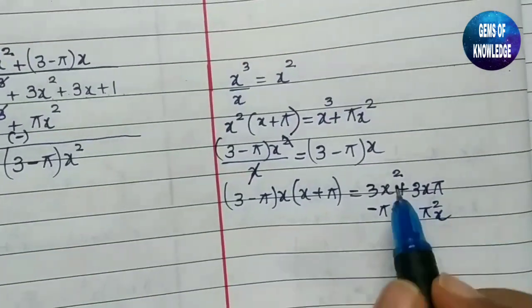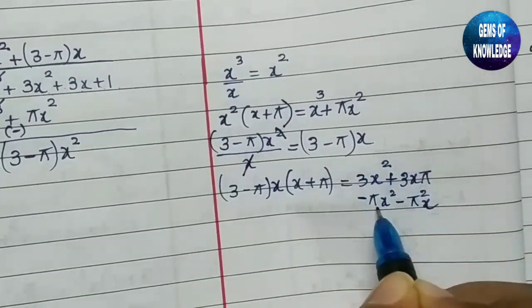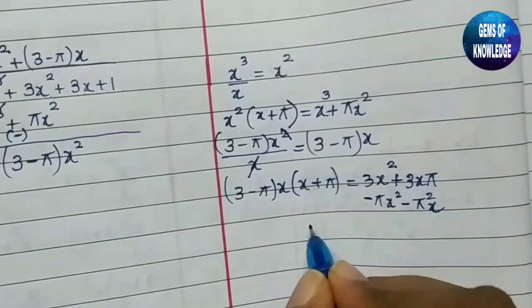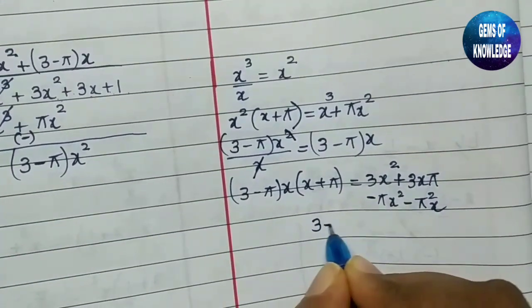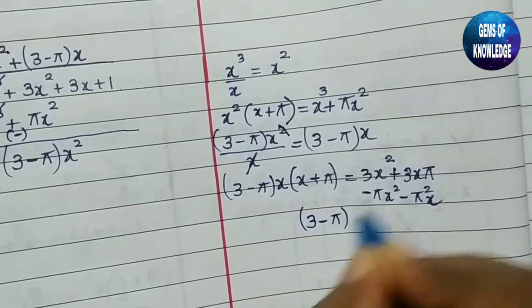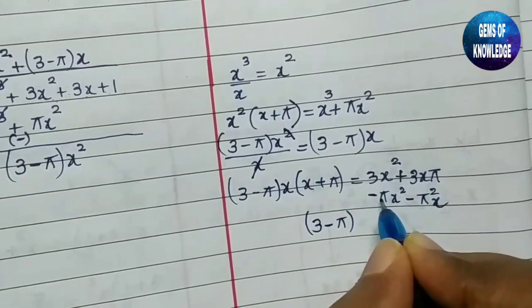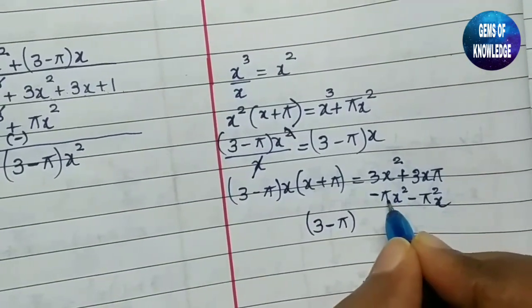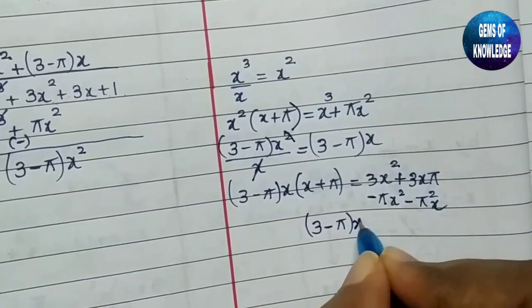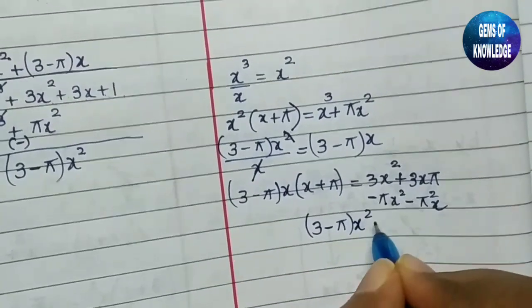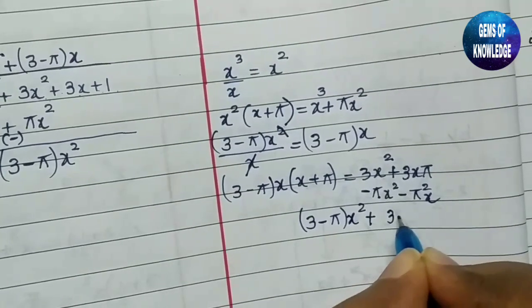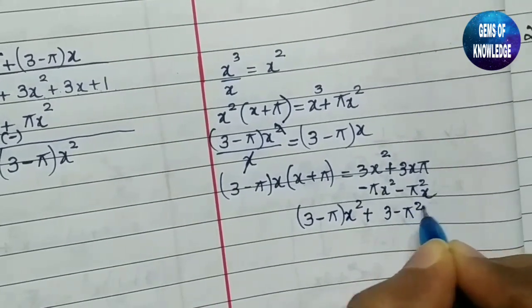Okay, so now you can see here x square we got 2 values, and x we got 2 values. So what we need to do, we need to differentiate this, that is 3 minus x. Okay, so this 3 minus pi into x square we will keep outside. Okay, then plus we will take, and this is 3 minus pi square.